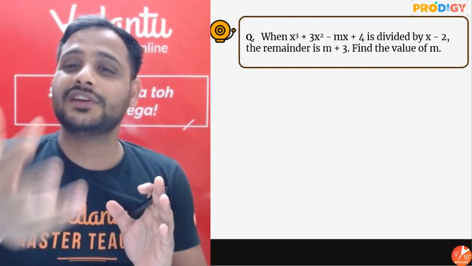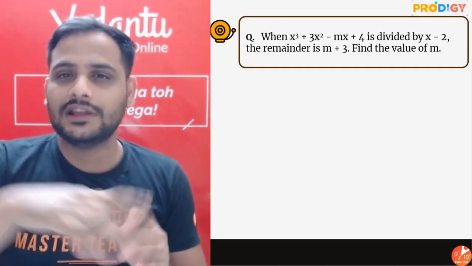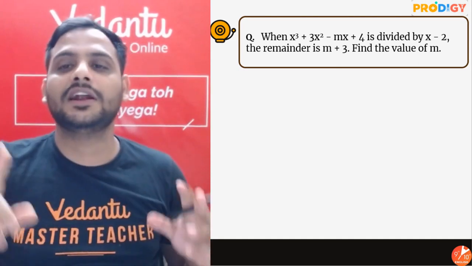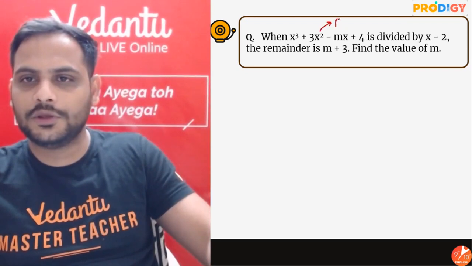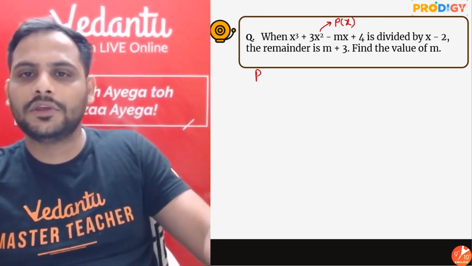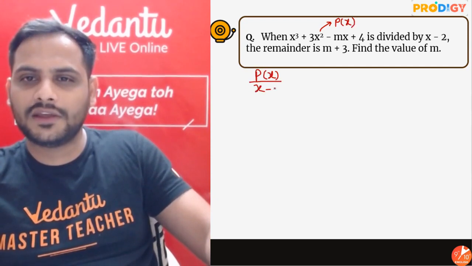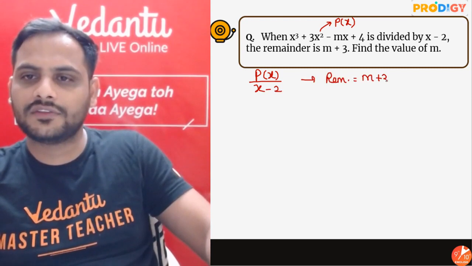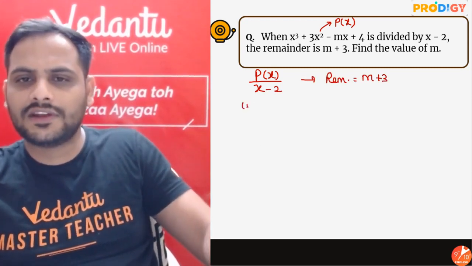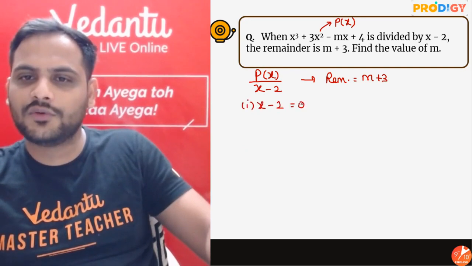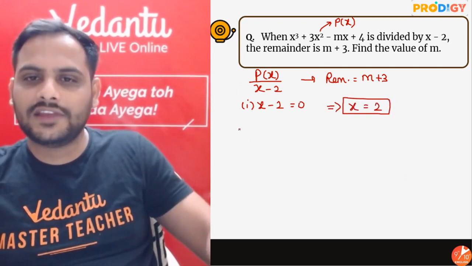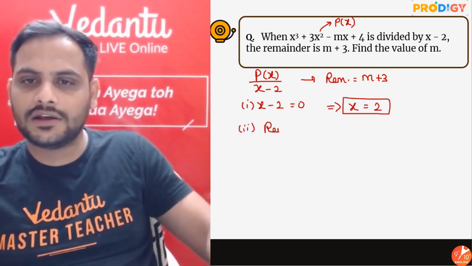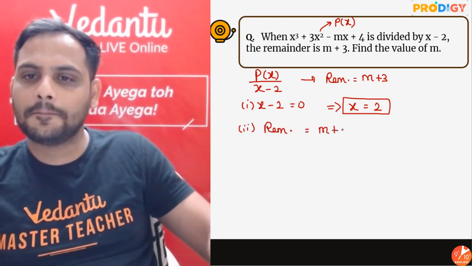When x cube plus 3x square minus mx plus 4 is divided by x minus 2, the remainder is m plus 3. Find the value of m. So beta, let's say this is p(x). p(x) is divided by x minus 2. They are saying the remainder is equal to m plus 3. So let's use the remainder theorem. Step 1, if I make x minus 2 equal to 0, you will get x equal to 2. Second thing, I can say the remainder will be equal to m plus 3.